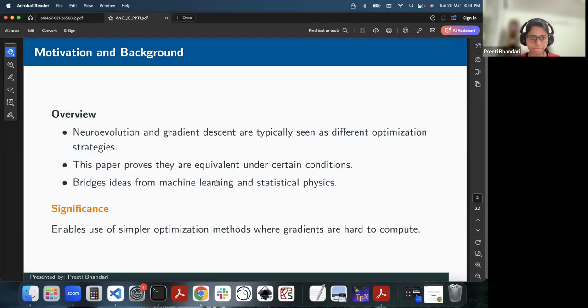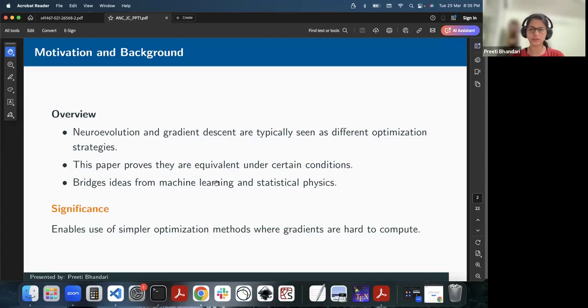Now, let me first give you a brief motivation and background related to this paper. In general, the optimization strategies used in neural networks are based on gradient descent or non-gradient descent. And neuroevolution comes under the category of non-gradient descent calculations. These optimization strategies are considered different. But this paper proves that there is some equivalence between these neuroevolution calculations and gradient descent calculations under certain constraints.